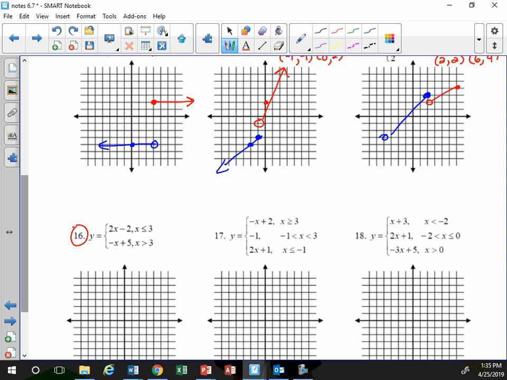Usually it's absolute value, quadratic, or square root.